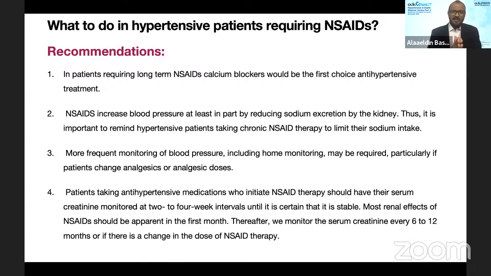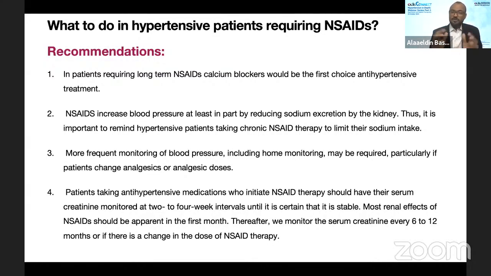The second thing you need to do is, because non-steroidal anti-inflammatories do retain sodium, we advise our patients to reduce their sodium intake. If you're going to take non-steroidal anti-inflammatories and you're hypertensive, then limit your sodium intake to reduce the effect on blood pressure. We need to monitor the blood pressure actually frequently, and we might need to adjust the antihypertensive medications based on blood pressure monitoring. So we ask patients to check their blood pressure frequently.